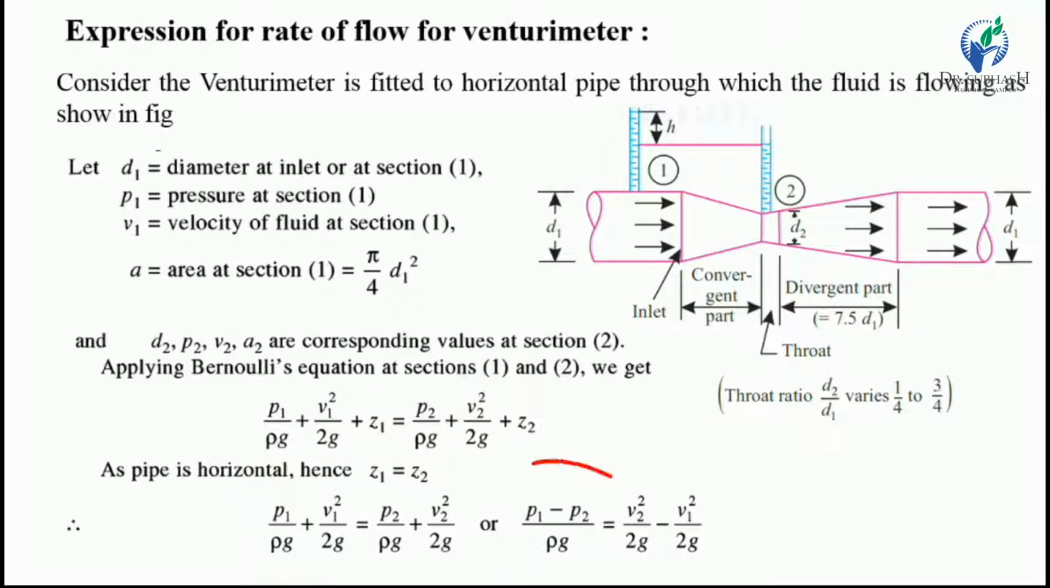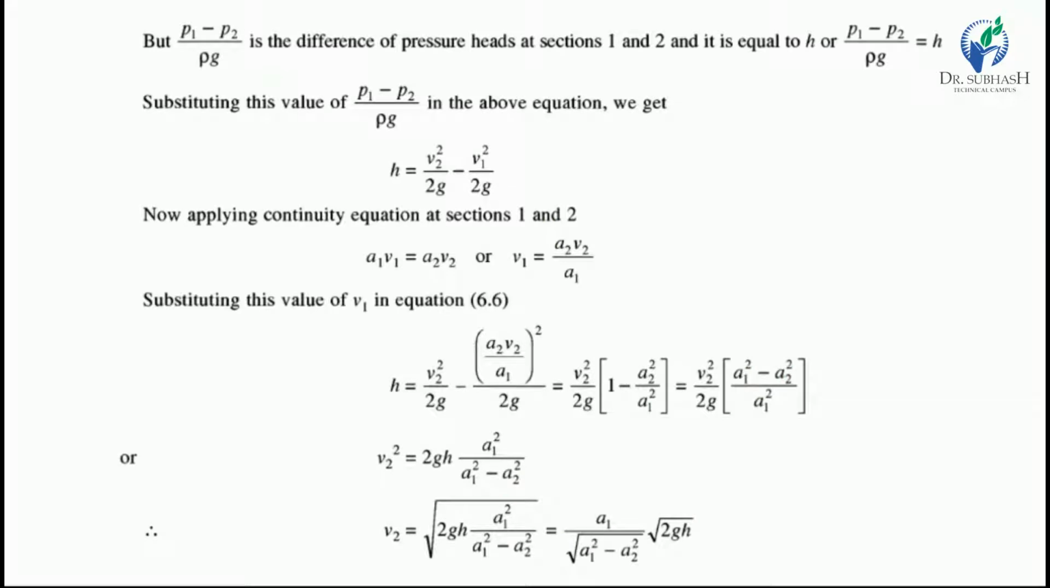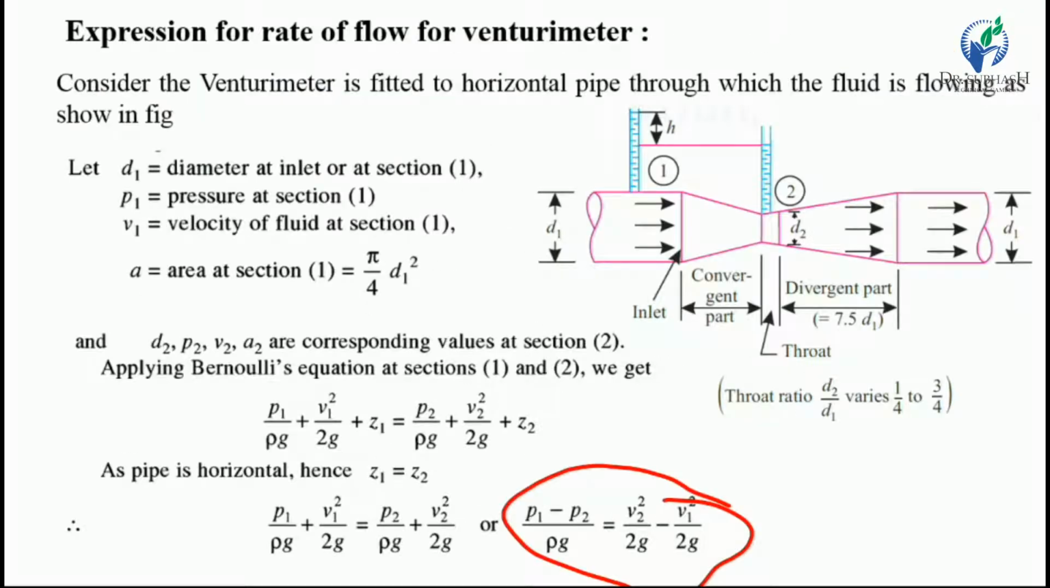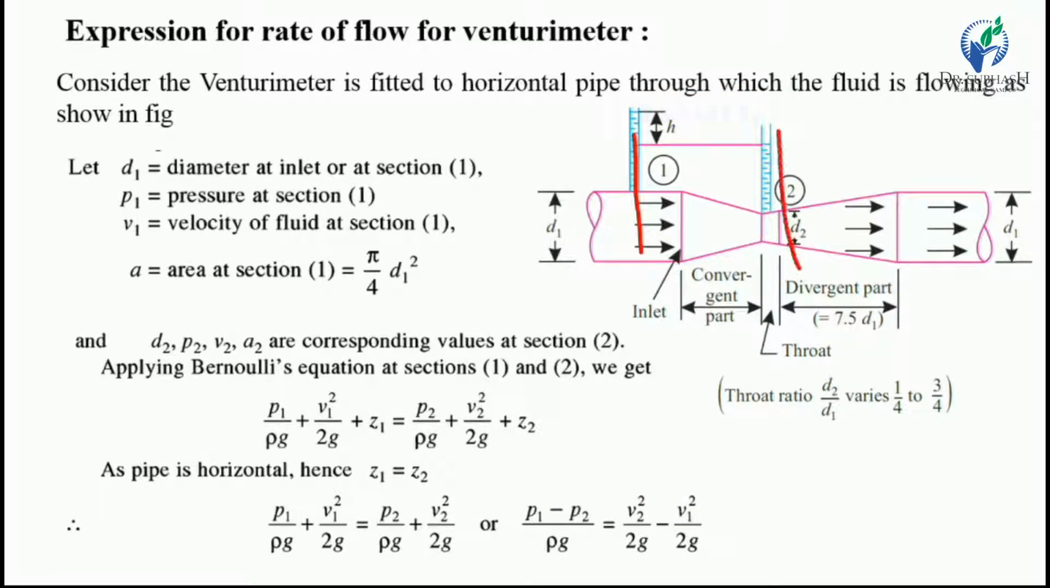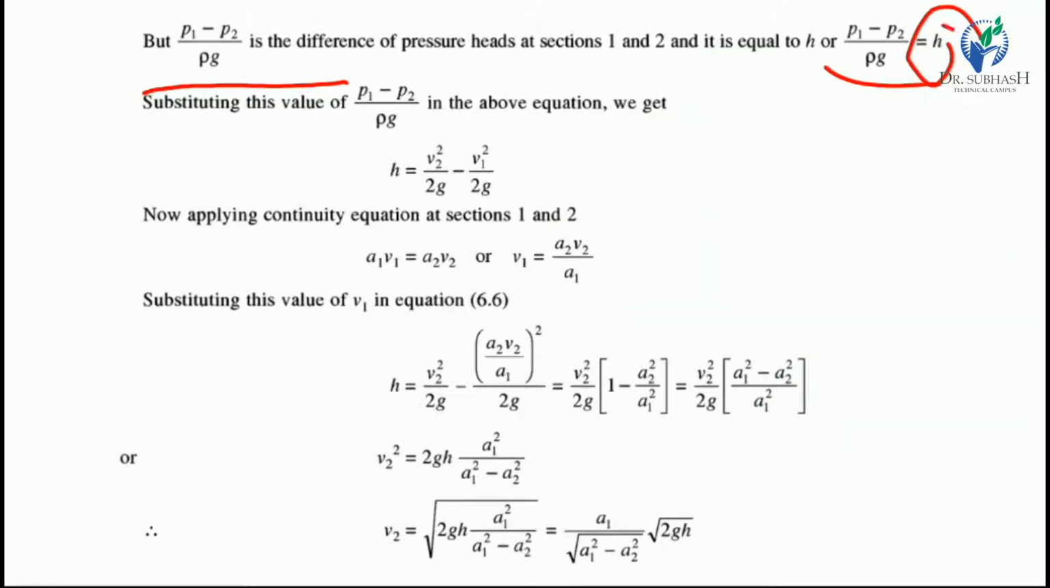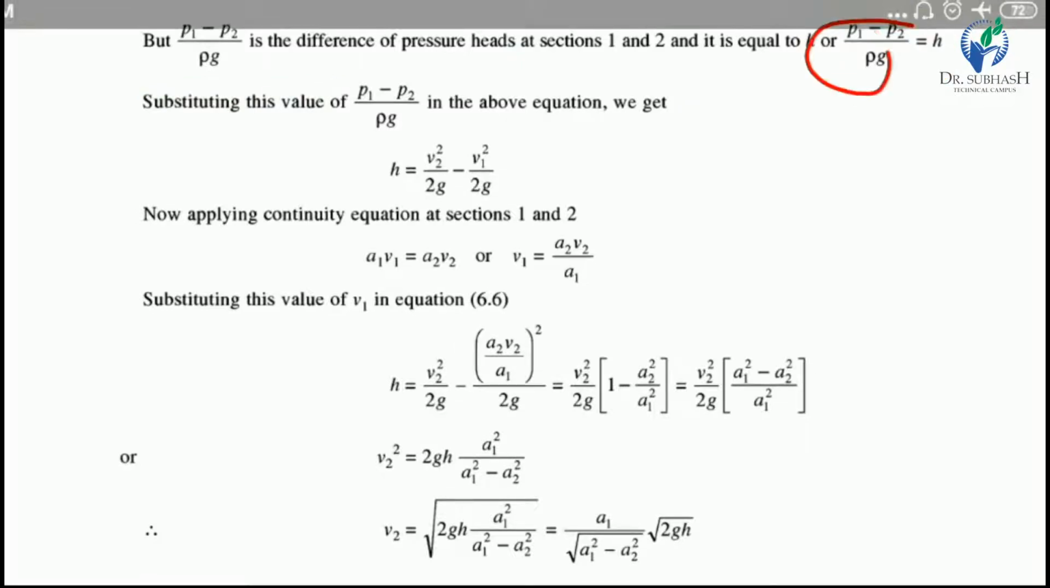Now we have to find the value of the pressure head difference. So arrange the equation in this way. Now we know that the difference of pressure head is written as small h, according to the figure. We see from the figure that the difference in the pressure at section 1 and section 2 is defined by h.